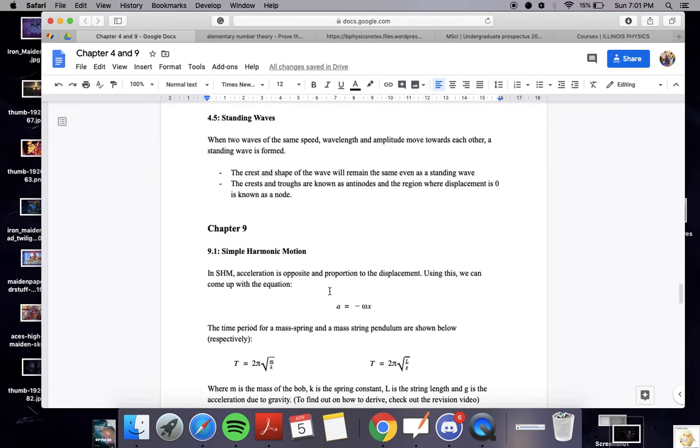Now the last part, standing waves. So when two waves of the same speed, wavelength, and amplitude move toward each other, a standing wave is formed. Now the crest and the shape of the wave will remain the exact same even as a standing wave. Now in this case, the crests and the troughs are known as antinodes, where the region where displacement is zero is known as a node.